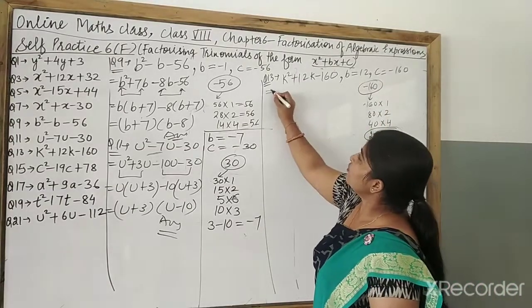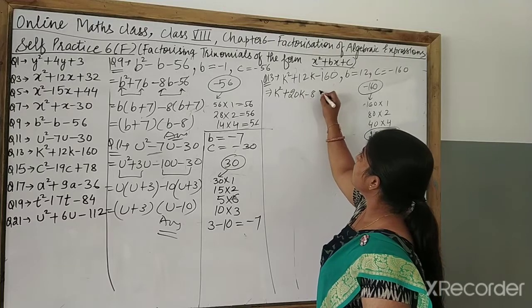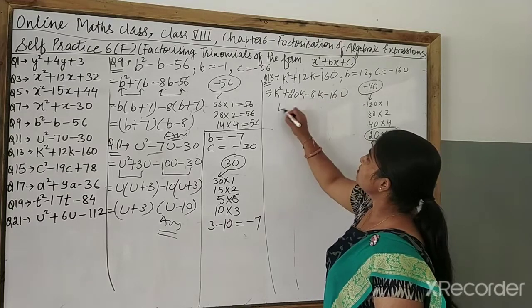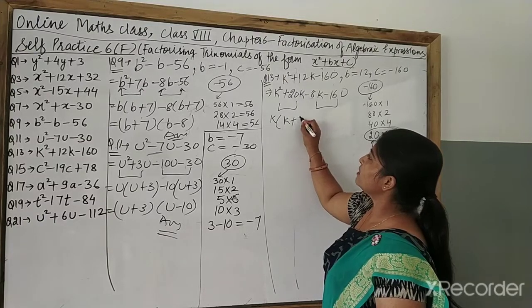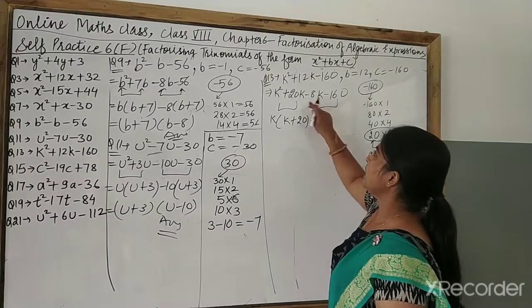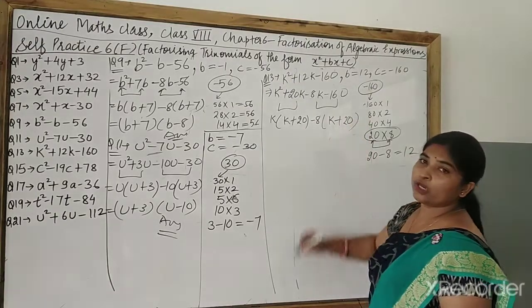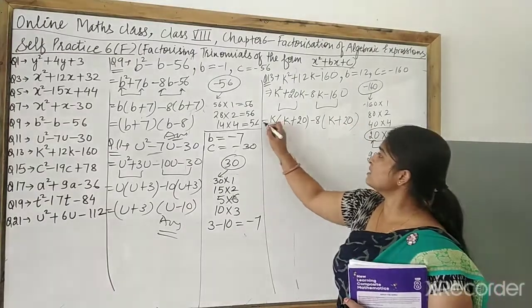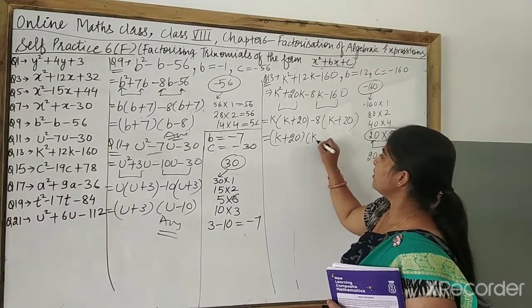Okay, so I will write over here k square plus 20k minus 8k minus 160. First two, last two. Okay, take k outside. What is left? k plus 20. Take 8 outside from both of them. So what is left? k plus 20. Okay, so now it is coming (k plus 20)(k minus 8).